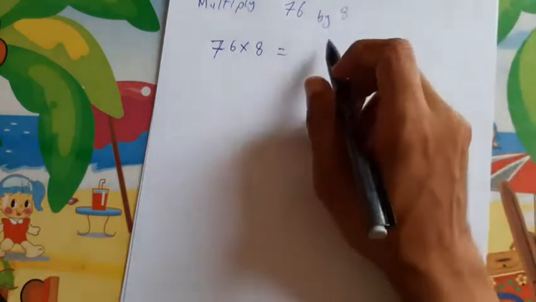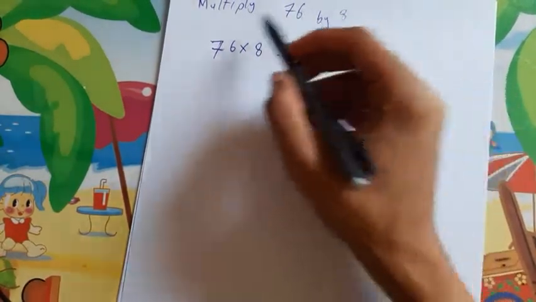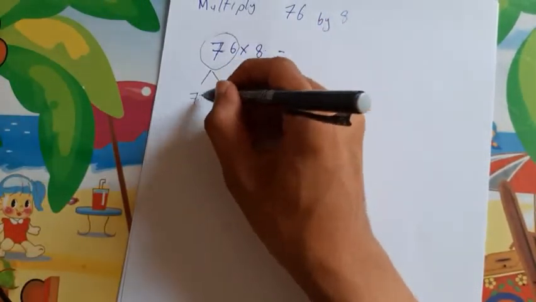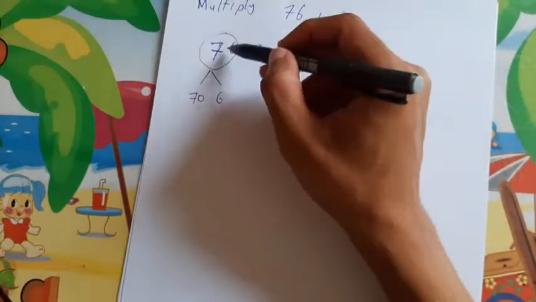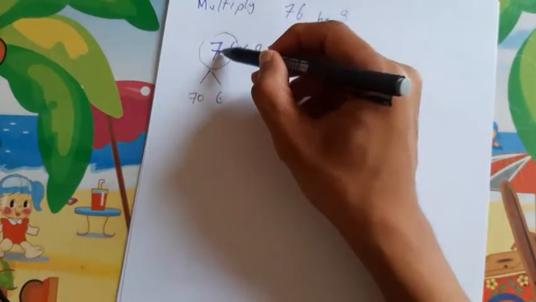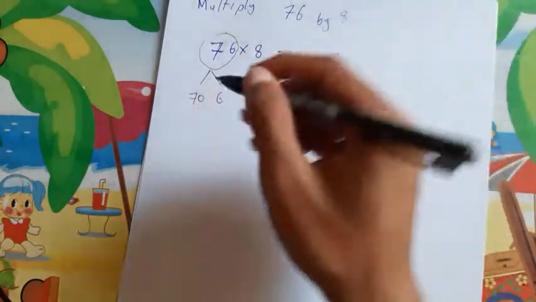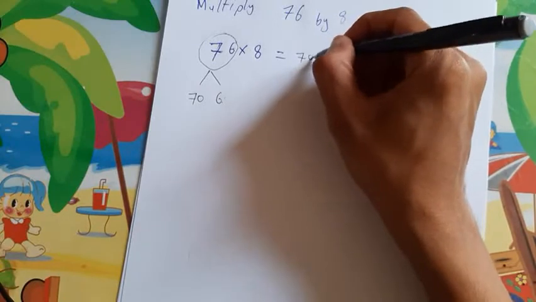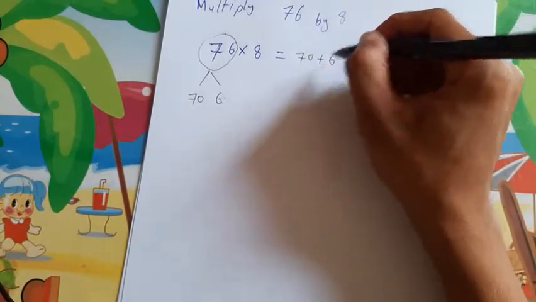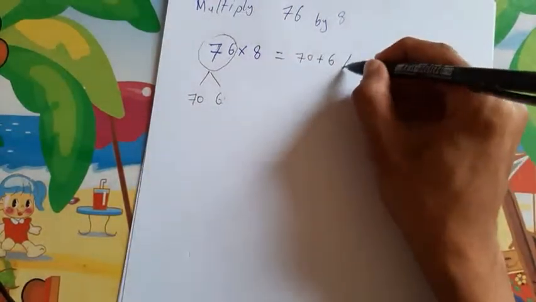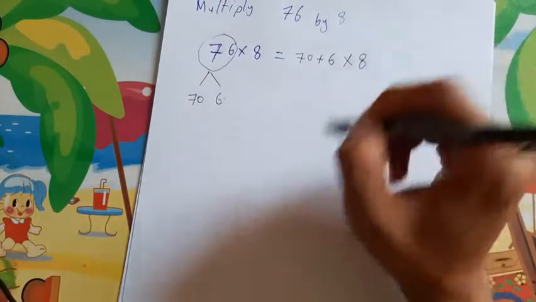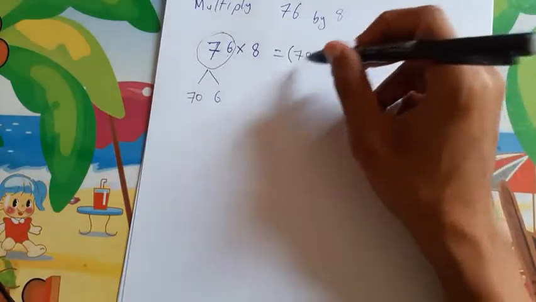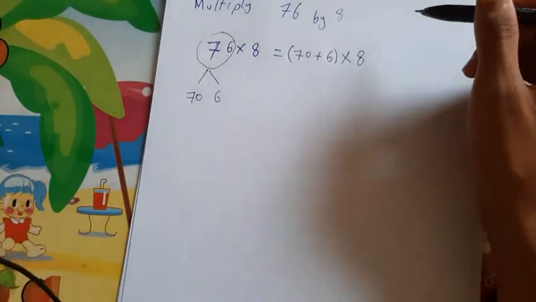But instead, to make it easier, I'm going to split this number into its tens and ones, right? 6 in ones, 7 in tens is 70. So this is going to be 70 plus 6, which is 76. Then times 8, right? So I'm going to put this inside the brackets to not get confused.